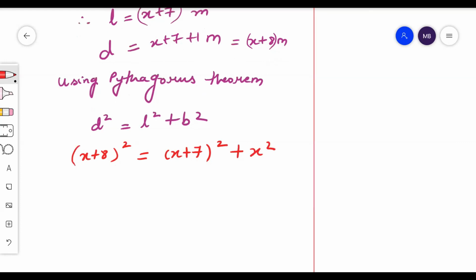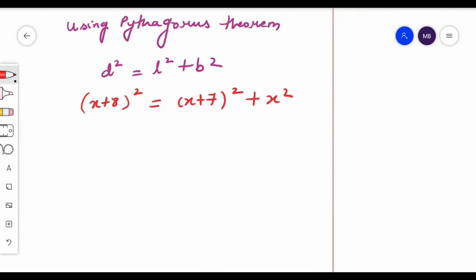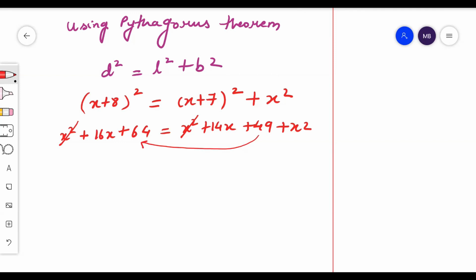Okay, now we need to simplify this and expand it using the form of (a plus b) whole square. (a plus b) whole square is a square plus 2ab plus b square, so that is x square plus 16x plus 64, equal to x square plus 14x plus 49 plus x square. Now x square and x square will get cancelled, right? What I will do, I'll bring this 49 over here and I'll take the x terms to this side. So 64 minus 49 is equal to x square plus 14x minus 16x.